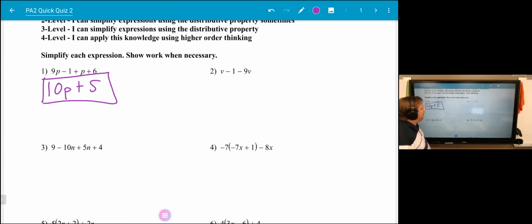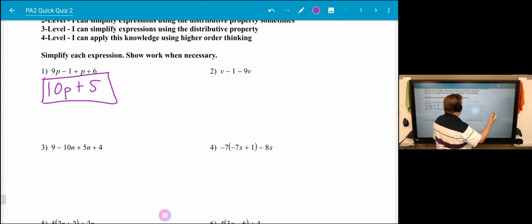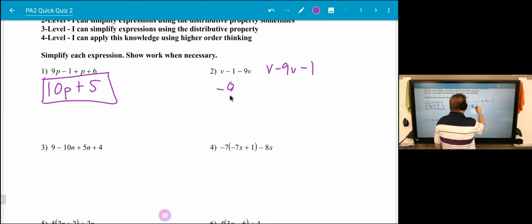Number 2, v minus 1 minus 9v. Well, I can combine the v's there. V minus 9v. I could rearrange this, right? V minus 9v minus 1. I've changed the order but haven't changed the meaning. This becomes negative 8v minus 1.